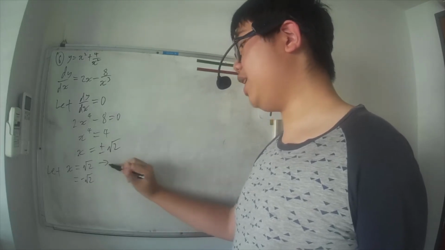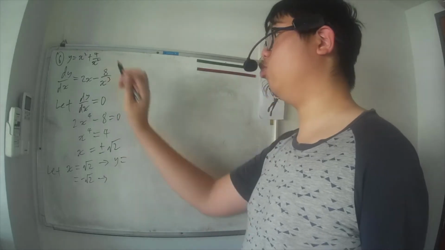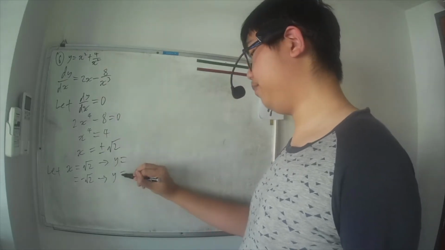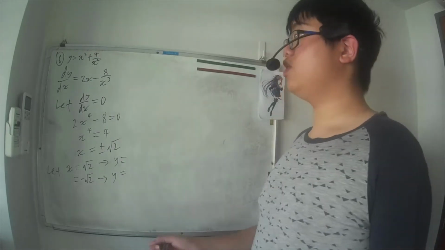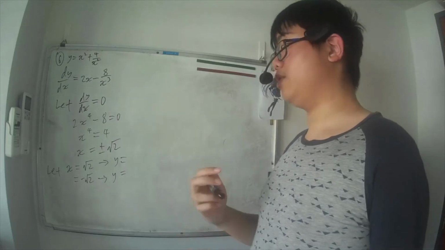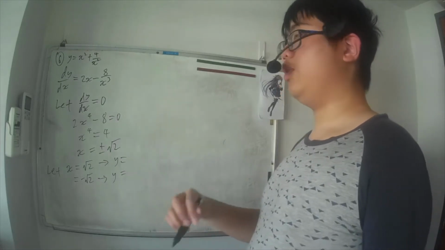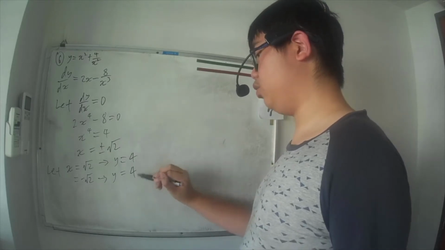In each case, y will be the same because both of the terms inside the y have squares. So both of them will end up being positive anyway. So this ends up being 2 plus 4/2, which is 2 plus 2, which is just 4, okay? So both of these are going to be equal to 4.